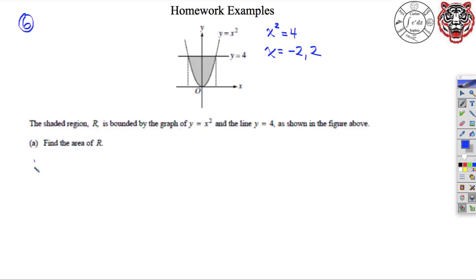We can say that R is going to be equal to the integral between negative 2 and 2. And then I do my top function minus my bottom function. My top function was 4, so I'm going to say 4 minus, and then my bottom function is x squared, with dx. And then I'm going to do the integral.